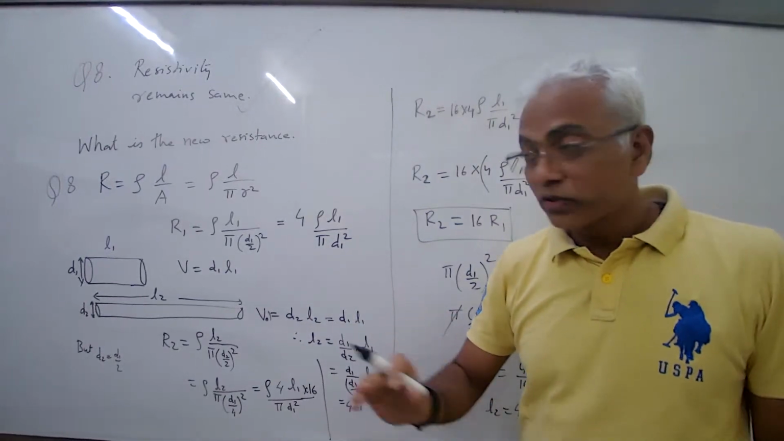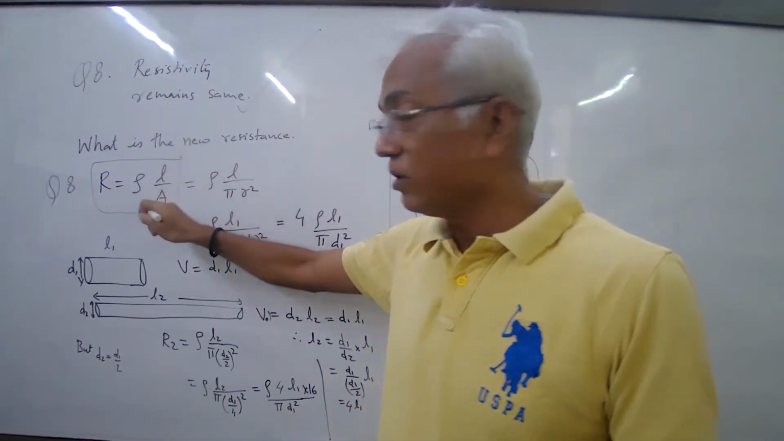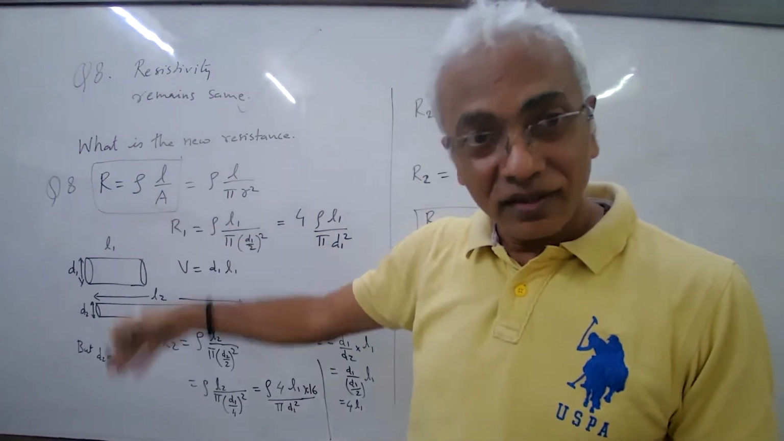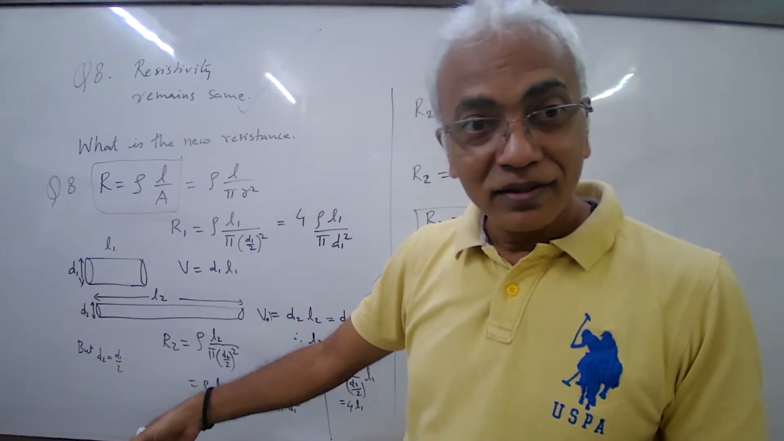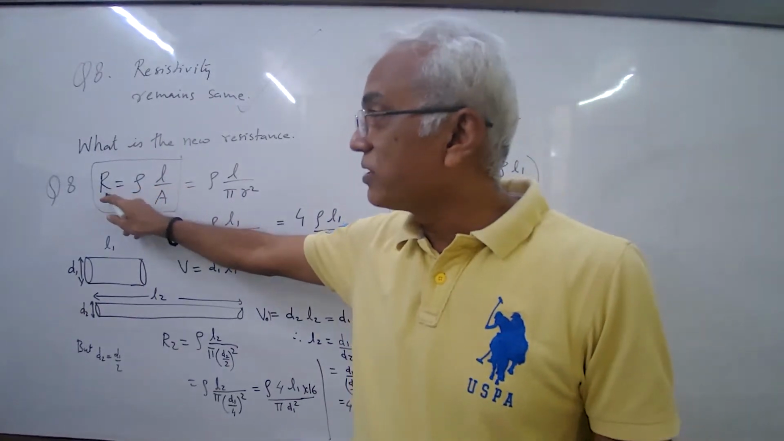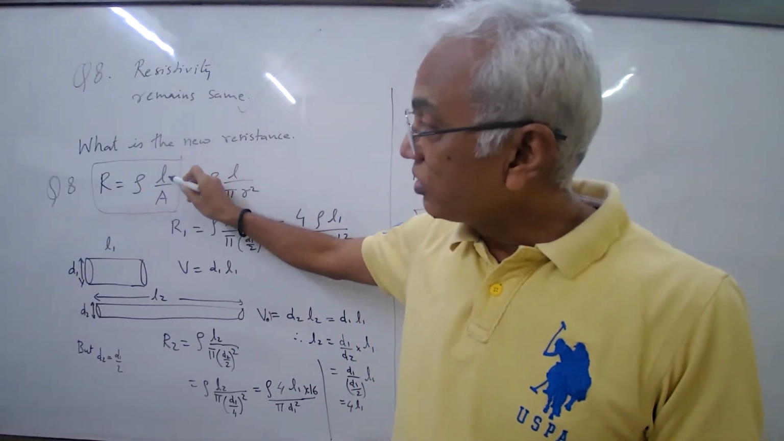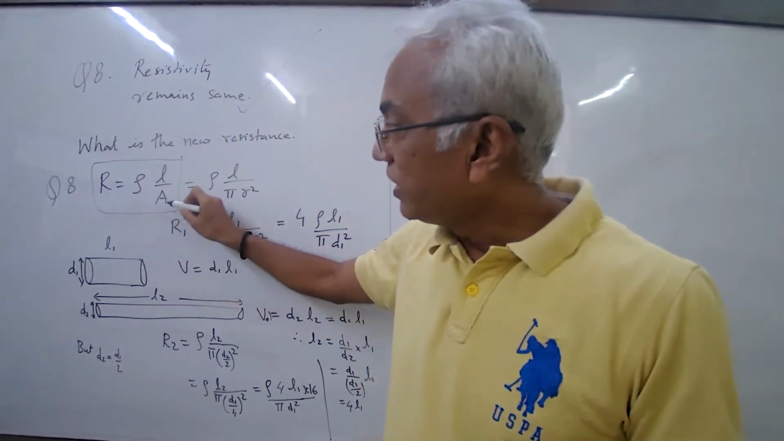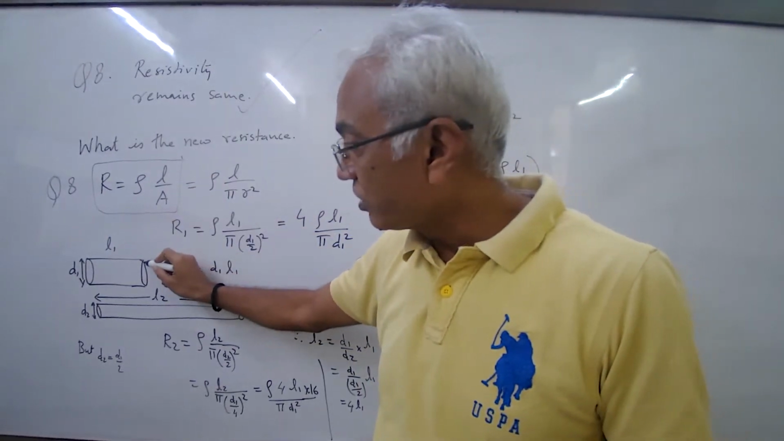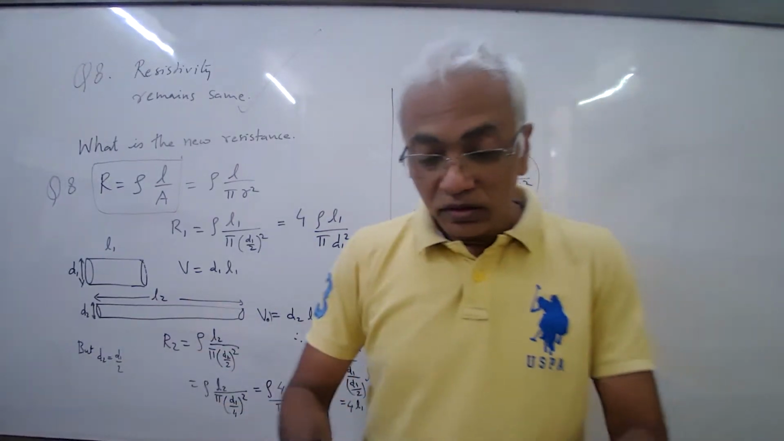Where did I go wrong? First you have to understand the relation between resistivity and resistance. Do you know this? Then the rest is easy. Assuming there is a relation between resistance and resistivity like this, this is the length of the wire and this is the area of cross section of the wire.